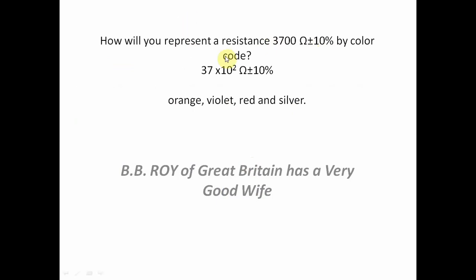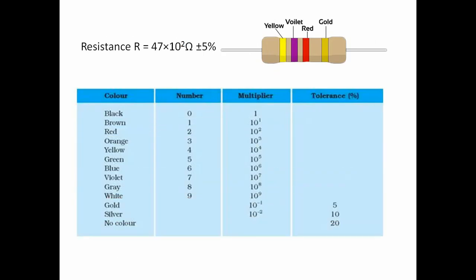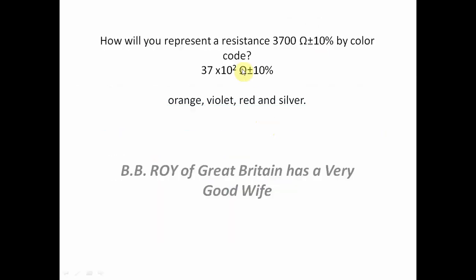In this case the resistance is given and we have to find the color code for it. So 3700 we can write as 37 into 10 raised to power 2 ohm, plus minus 10% tolerance. So we first find the first two colors based on 3 and 7. From this table, 3 is orange and 7 is violet. It means the first two colors are orange and violet.